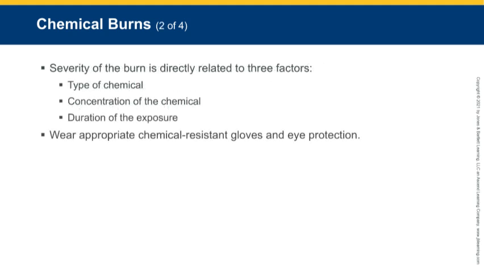The severity of a chemical burn depends on the type of chemical, its concentration, and the duration of exposure. Alkalis tend to penetrate deeper than acids, causing more extensive damage. Wear appropriate personal protective equipment when treating chemical burns to avoid secondary exposure.